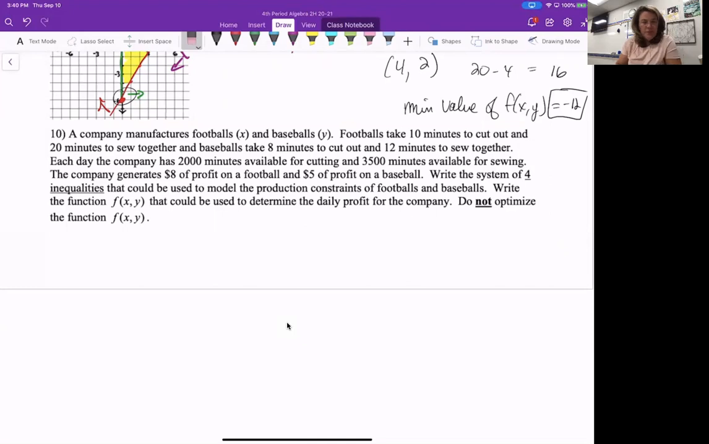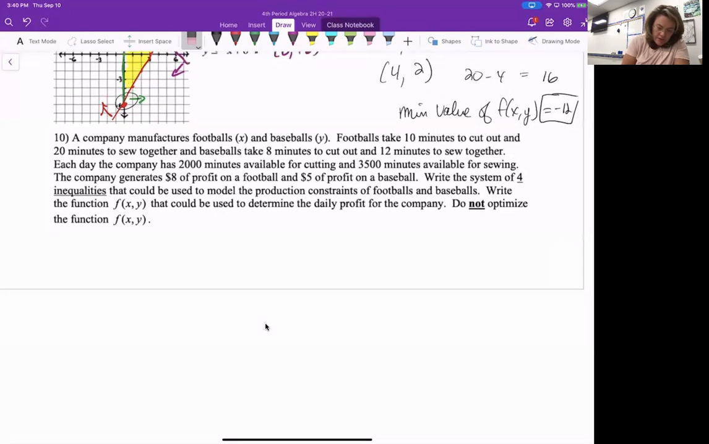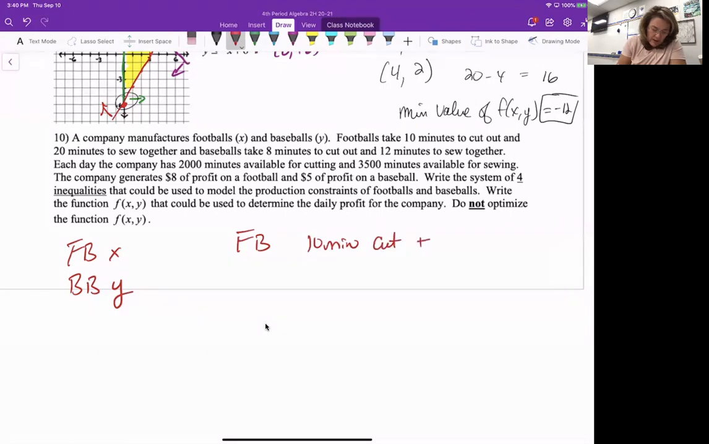All right, last problem. It's an optimization problem. A company manufactures footballs and baseballs. We're going to call footballs X and baseballs Y. Footballs take 10 minutes to cut and 20 minutes to sew together. Let's write that down: 10 minutes to cut and 20 minutes to sew.